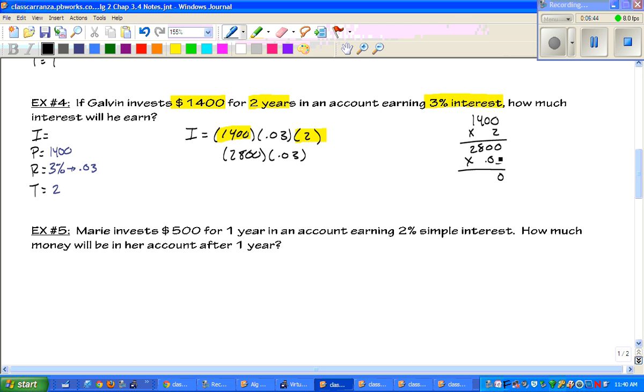3 times 0 is 0, 0. 3 times 8 is 24. Carry the 2. 3 times 2 is 6, plus 2 is 8. And then multiply those. Those are all zeros. Add everything up. Okay, and don't forget the decimal. There are 2 numbers behind the decimal, and we've got to keep that. So after all that, your interest would just be $84.